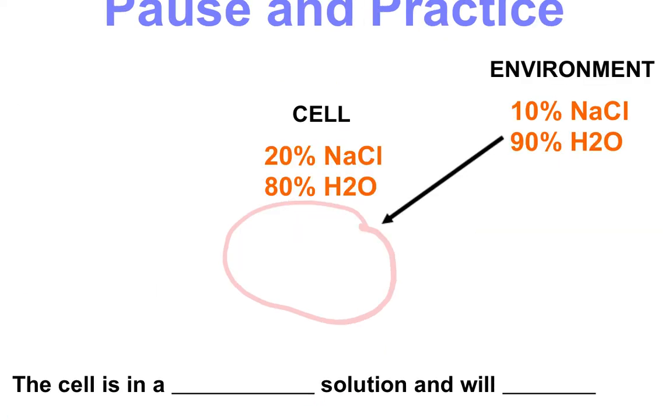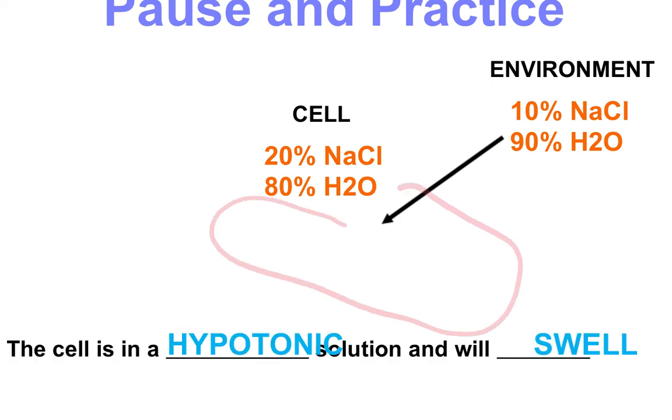Here is my cell. It has 20% sodium chloride and 80% water. And my environment has 10% sodium chloride and 90% water. What do you think is going to happen? Pause and practice. The water is going to want to move inside of the cell because it's lower water concentration on the inside, and this is a higher concentration. So the cell is hypotonic and it will swell.